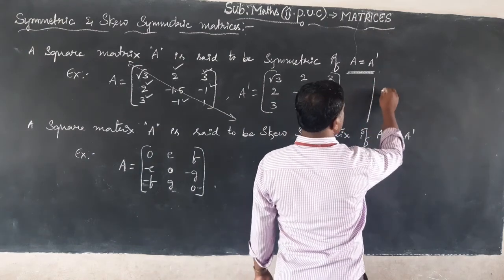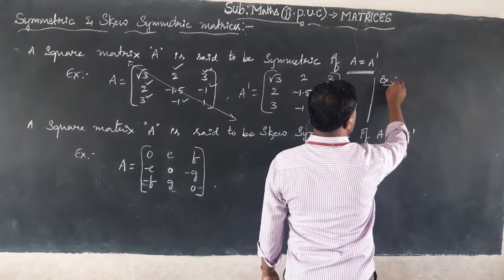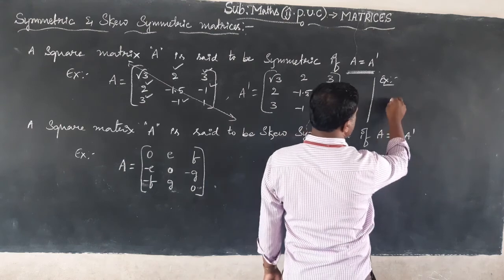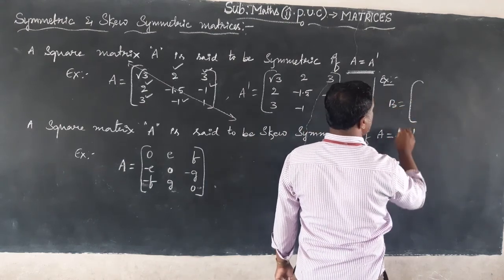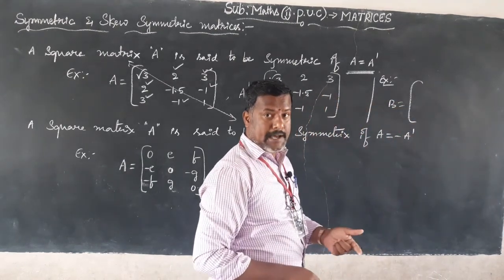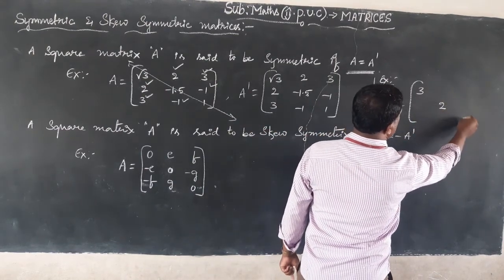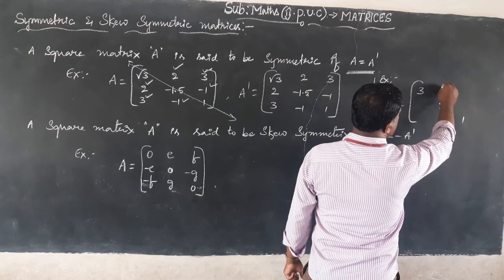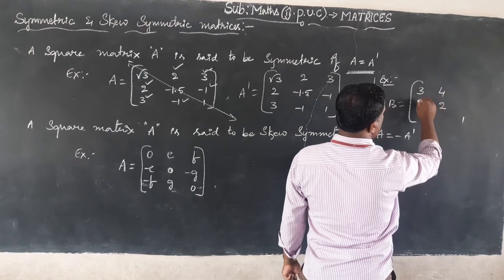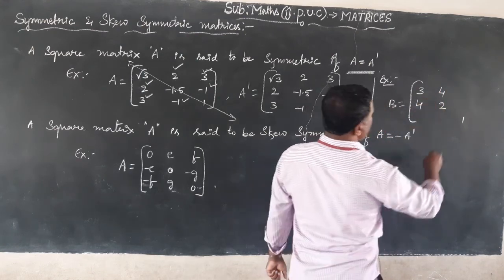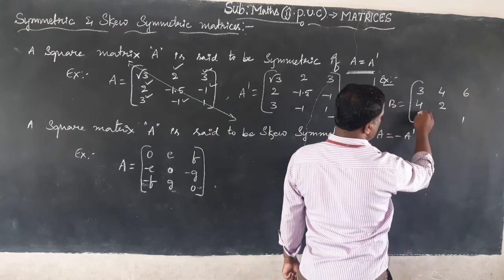See children, another example. Focus cleanly. That is B. B is equal to, let us first fill the diagonal elements. That is 3, 2, 1. Suppose if I take here 4, I should take 4 here. If I take 6, here also I should take 6.